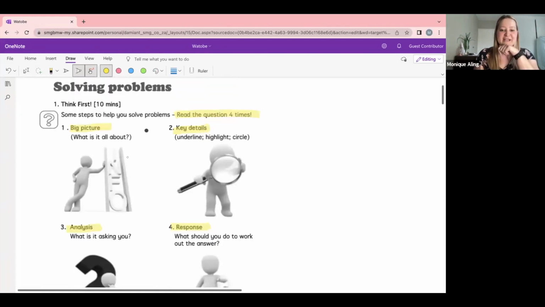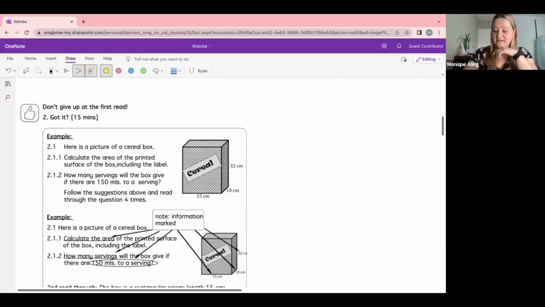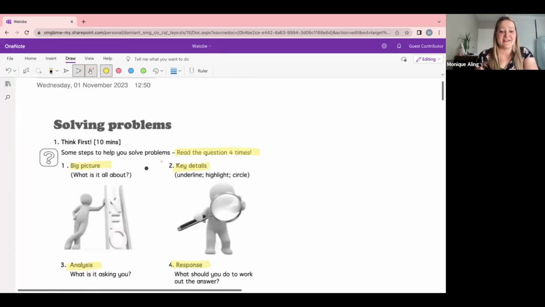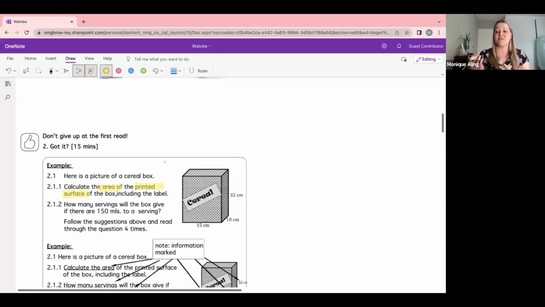Okay, second point is the key details. Now we underline. Calculate the area. Okay, that's a key thing. Of the printed surface. Printed surface. Okay. Then next step is, what is it actually asking you? So now generally we know surface area. We want to go and work out the area of all the sides, the front, the side, the bottom, the back. But in this instance, they are only asking us to actually work out the area of the front. So what is it actually asking us? It's asking us to work out the front of this cereal box.